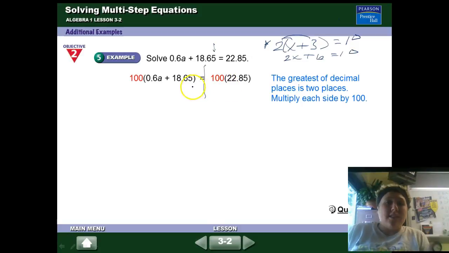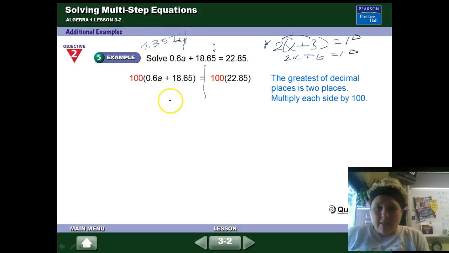Once again, we chose 100 because that is the smallest place value I have. If you had something like 7.357, this is in the tenths, hundredths, thousandths, so you'd be multiplying everything by 1,000. If you had 7.3574, tenths, hundredths, thousandths, ten-thousandths, so you'd be multiplying everything by 10,000, okay? So that's why I chose 100.